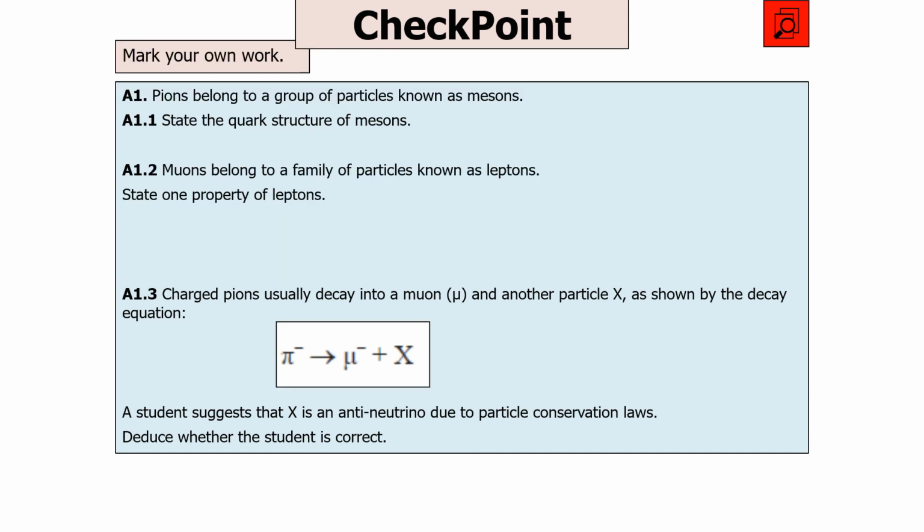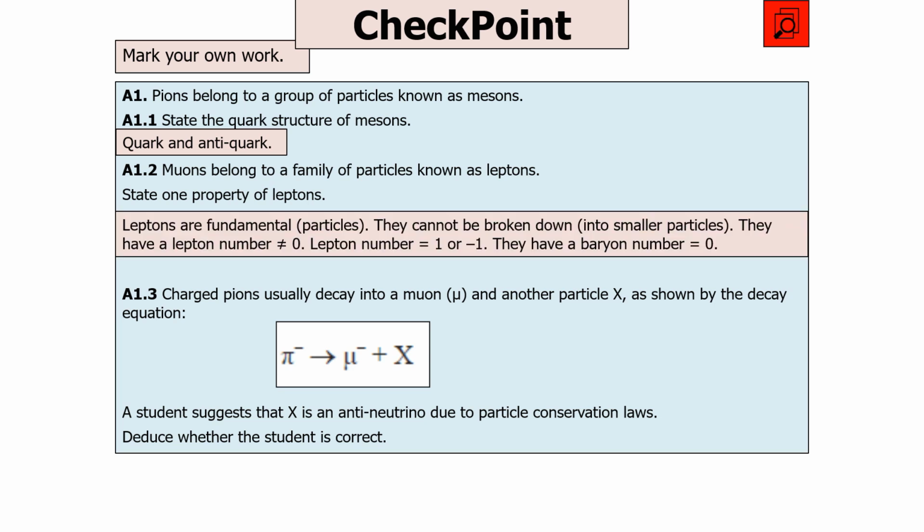Right, in this first one, it's just knowledge. A meson is a quark and antiquark. Now, you've also got to know the properties of leptons. That's just facts. So, leptons are fundamental, they can't be broken down any further into smaller particles. They've got a non-zero lepton number, so it's either plus 1 or minus 1, and a baryon number of 0. You could also say that they'll experience the electromagnetic and weak interaction, but not the strong interaction.